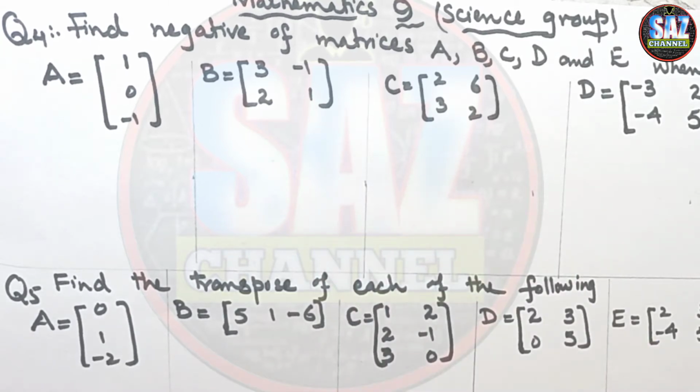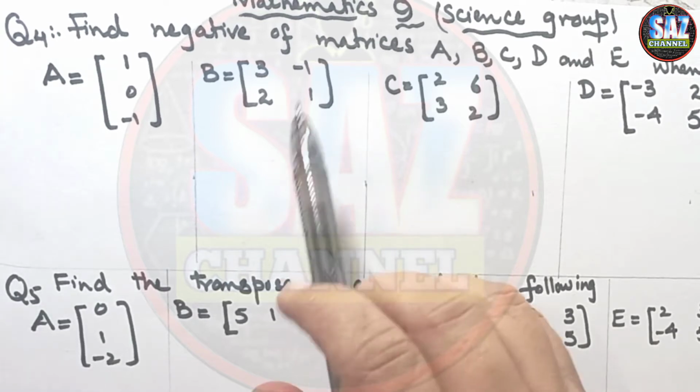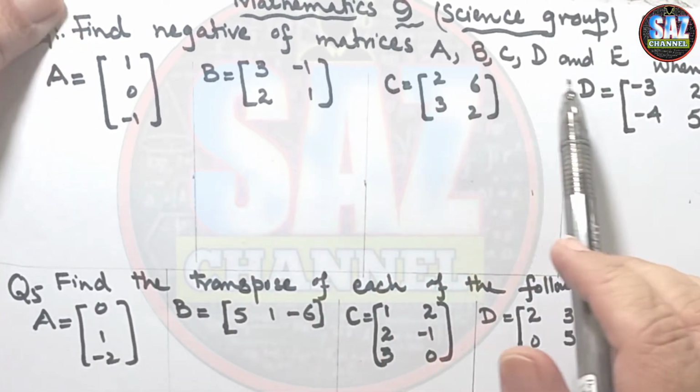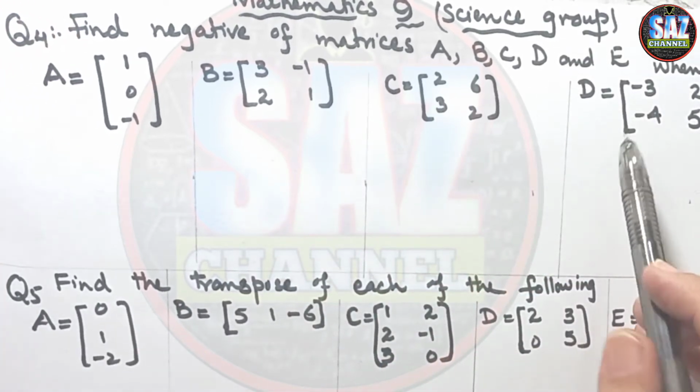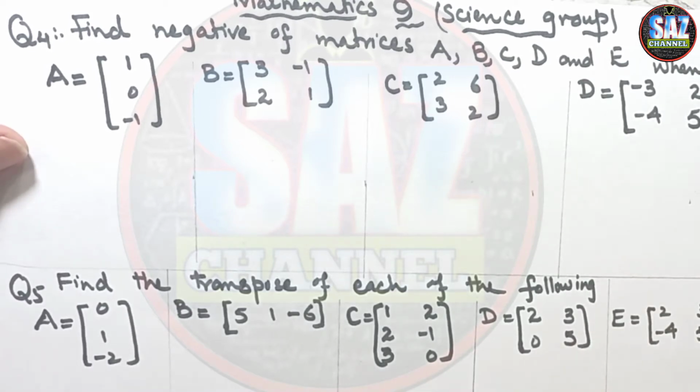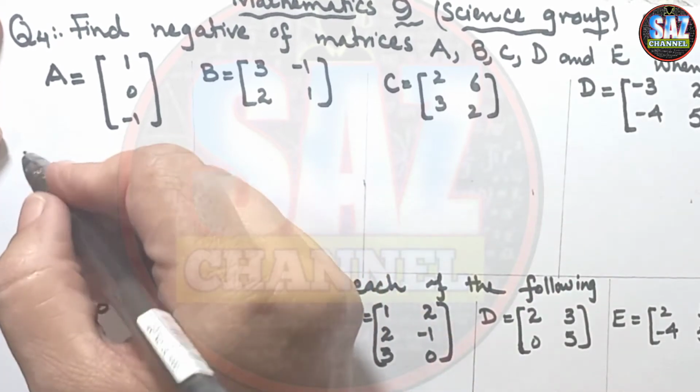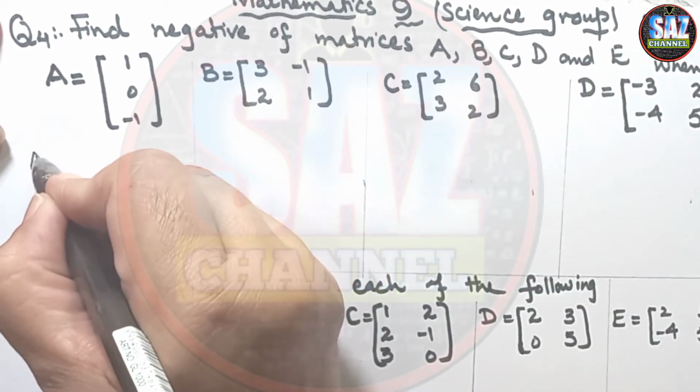In this lesson, I will solve question number 4. Let's read the question. Question says, find the negative of the matrices A, B, C, D, and E. We know the negative of a matrix is a matrix obtained by changing the signs of the elements of the original matrix. It's marked as minus A.